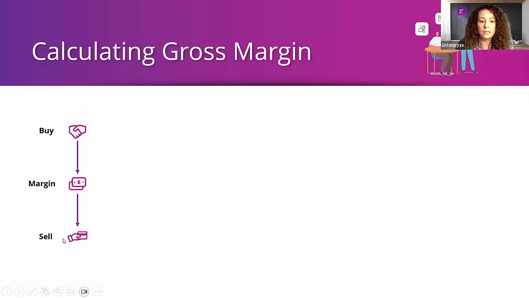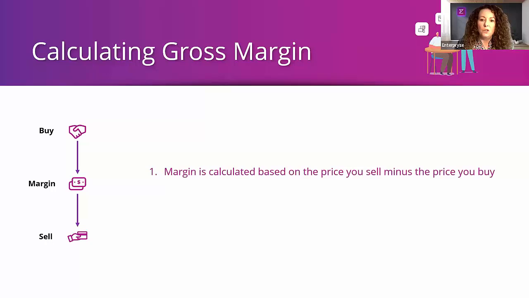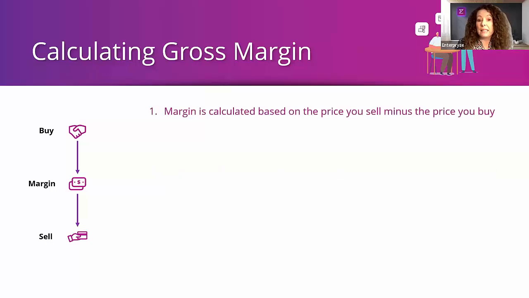And of course, when we go to sell that, what is the gross profit made at that point in time? The margin is calculated based on the price you sell minus the price you buy. This is the bit that probably everybody wasn't aware of. There are two types of margin.